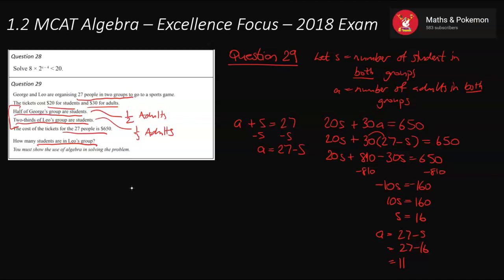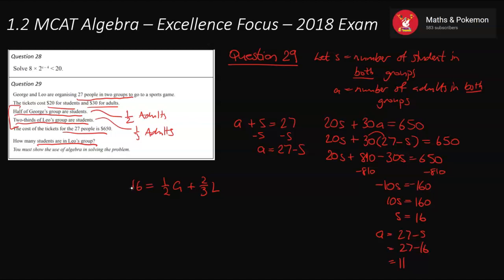So we know the number of students combined was equal to 16. And these 16 students comprised of 1/2 of George's group. So we're going to let G equal the number of people in George's group, and that came from up here. And 2/3 of Leo's group. So that's going to be plus 2/3 of Leo's group, L representing Leo's group.